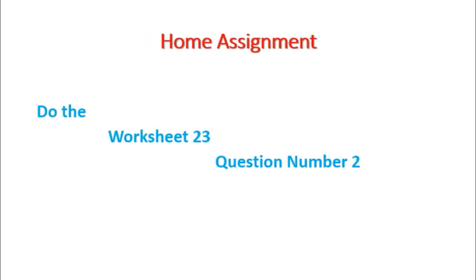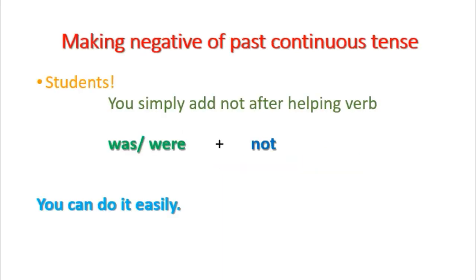Students, for home assignments, you have to do question number 2 of worksheet 23. In this question, you have to make negatives of past continuous tense. Students, I will tell you how to make negative of past continuous tense. You simply add not after helping verb was and were. I hope it will be easy for you. You can do it easily.